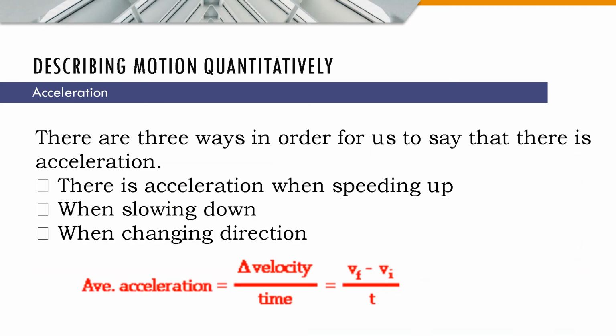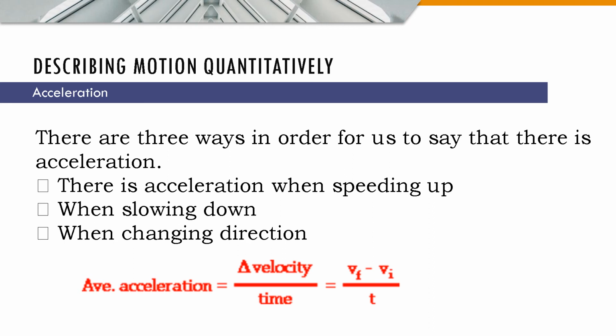So there are three ways in order for us to say that there is acceleration. So how can we say na merong acceleration? First, there is acceleration when speeding up. So when the speed increases or kapag bumibilis ang isang bagay, there is acceleration. So ang tawag natin doon is positive acceleration. Meron ding acceleration when an object is slowing down. So, ibig sabihin, pag nagbagal, may acceleration pa rin. Yun nga lang, deceleration yun or negative acceleration.